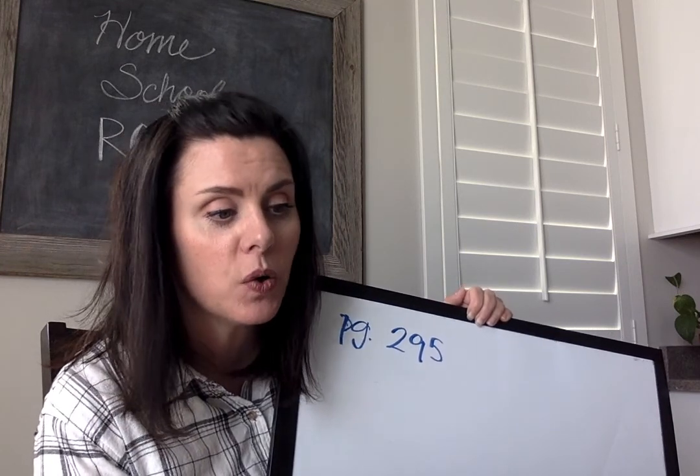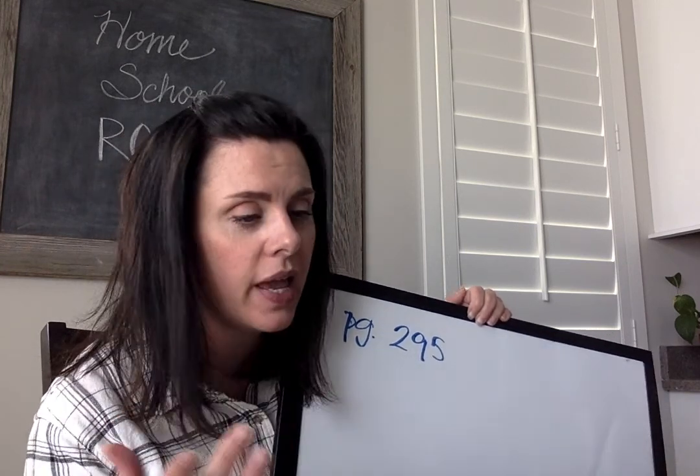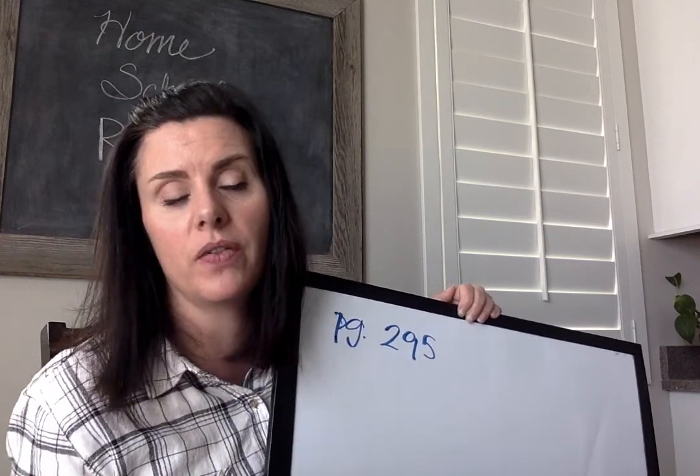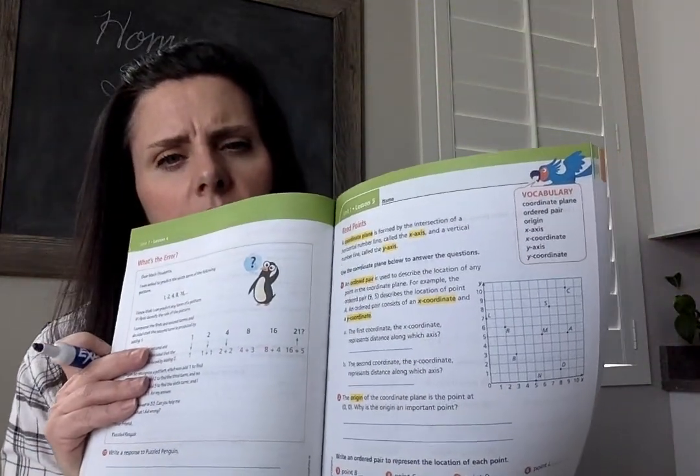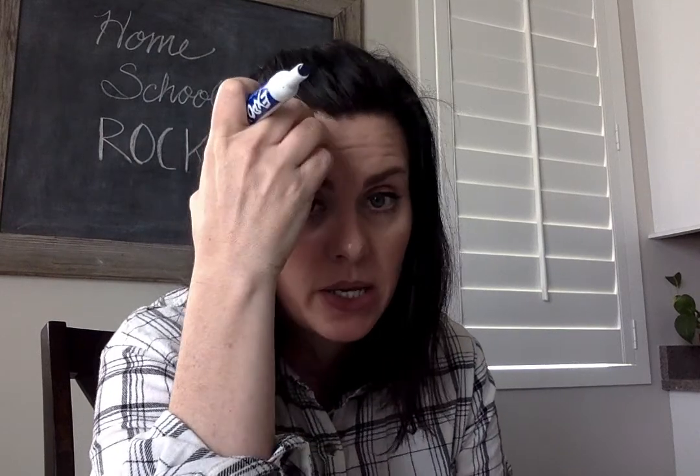We're going to talk about coordinate ordered pairs and the coordinate plane and all that stuff. So you should be on page 295 in your workbook. Looks like this. And let's read together, okay? I want you to follow along with me. Everybody's eyes should be on their booklet as we read together. It says a coordinate plane is formed by the intersection of a horizontal number line called the x-axis.